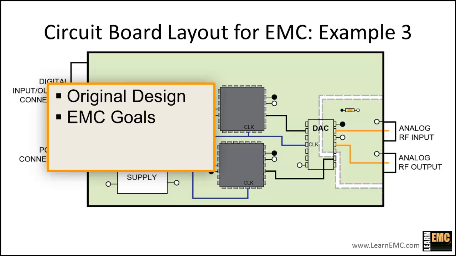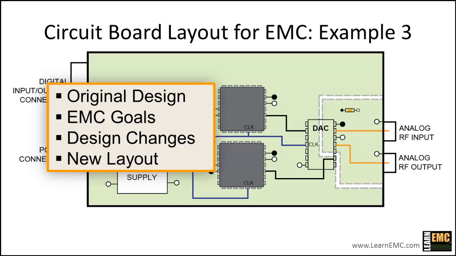We'll include types of emissions that we want to minimize, as well as issues related to improving immunity. These EMC goals will guide us in determining which aspects of the design might need to be changed in order to improve the EMC performance of the board. We'll implement these changes to give us a new layout that will be much more likely to meet radiated emissions and immunity requirements.